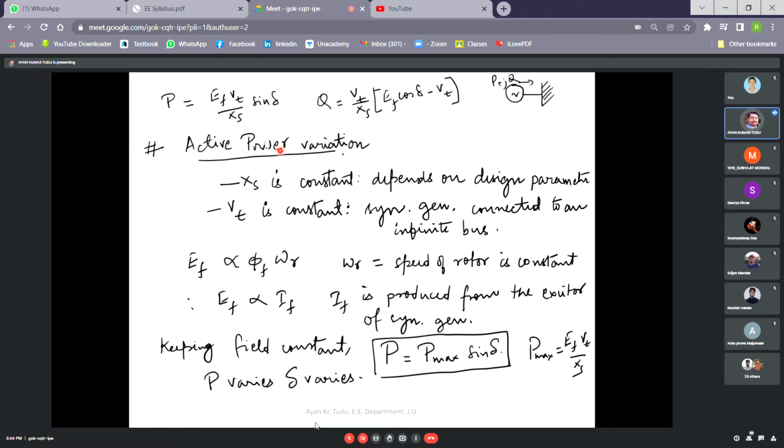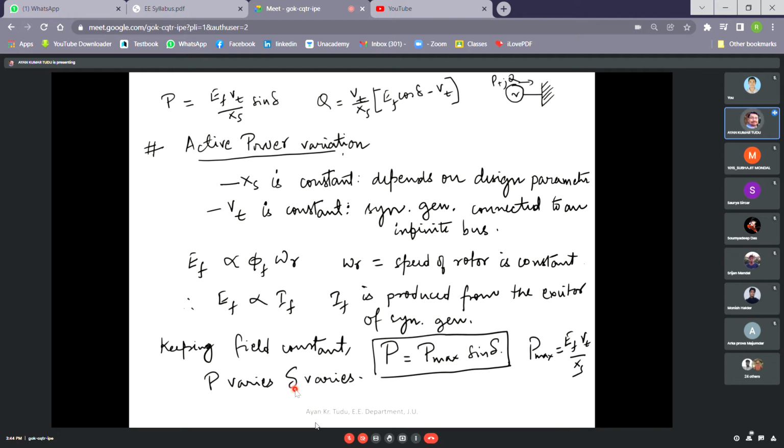So if that is the case, in this expression of P equal to EF Vt by Xs, we can take each of the elements to be constant if we assume that the field is also constant. So keeping the field excitation constant, the active power is given by P equal to P max sine delta, where this P max is equal to EF Vt by XS. So we can say that P is proportional to our delta or the load angle.